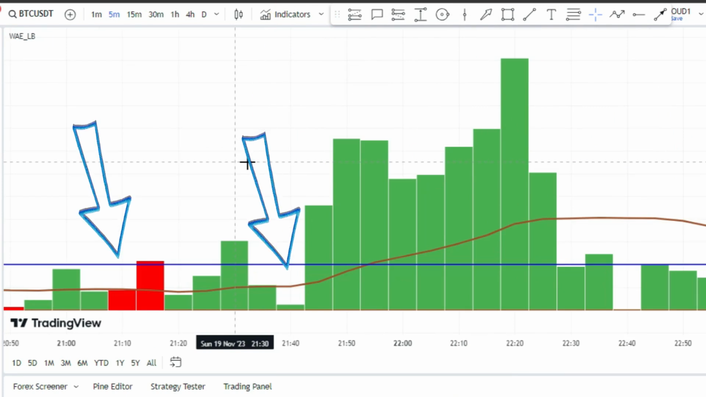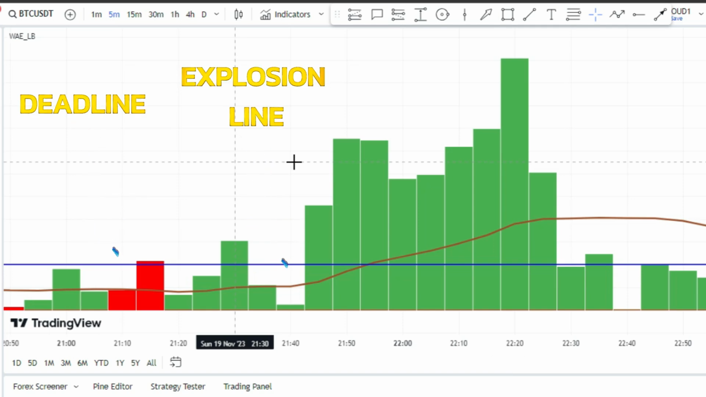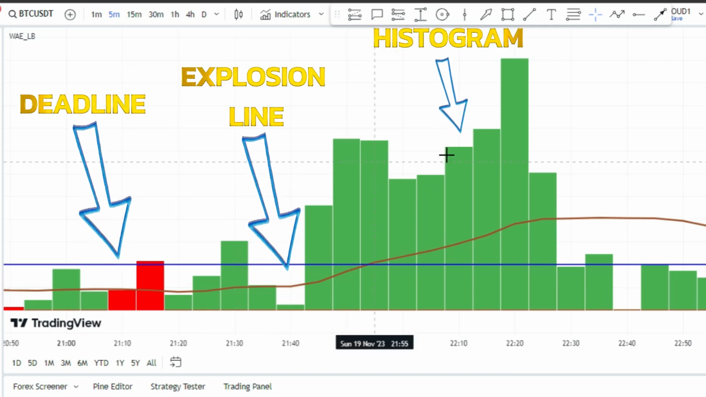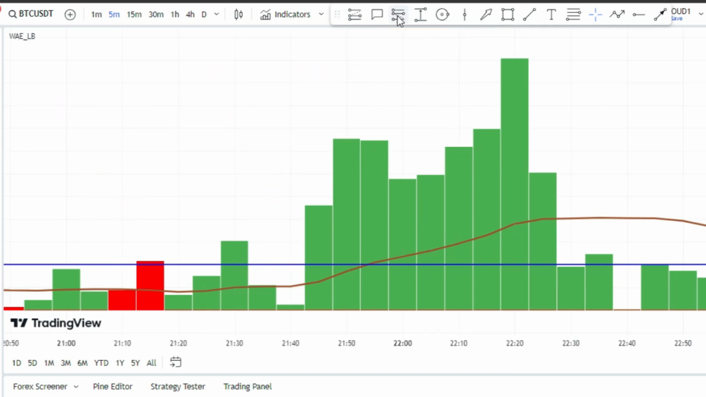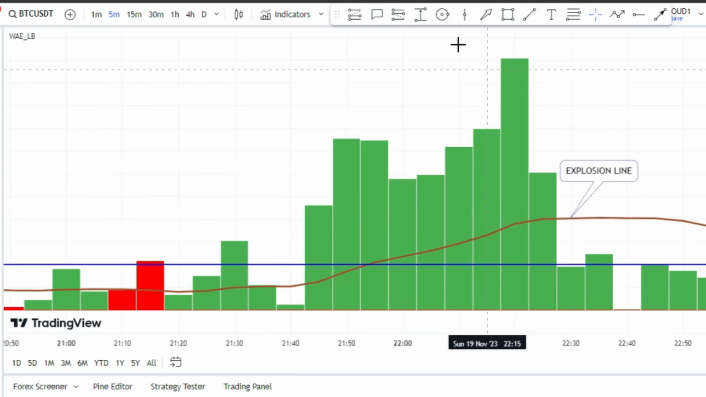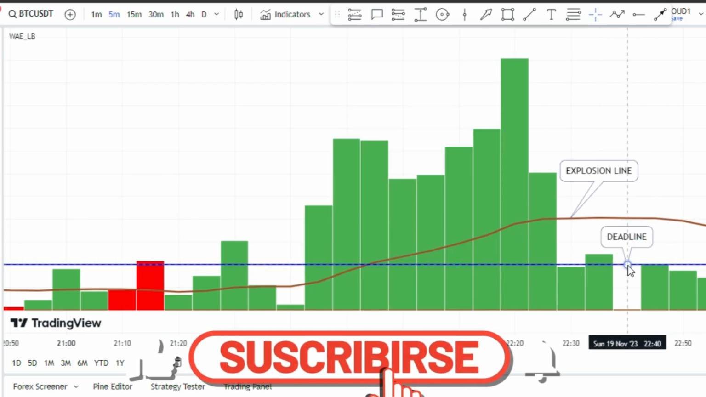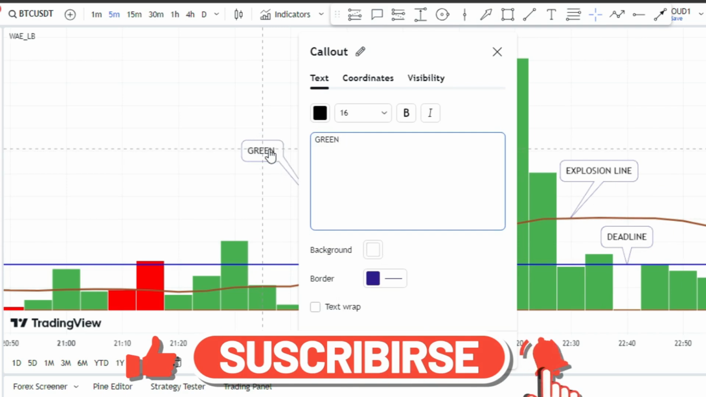Now, this indicator has two lines, known as the explosion line and the dead line, as well as a histogram. Here's where it gets interesting. If we get a buy signal and simultaneously see a green bar on the histogram above both these lines, bingo! We've got ourselves a high potential buy signal.